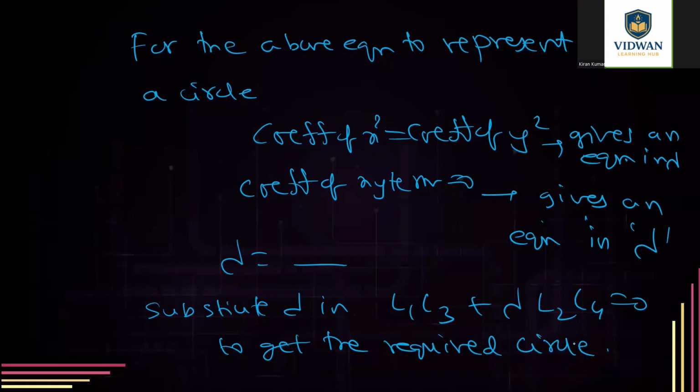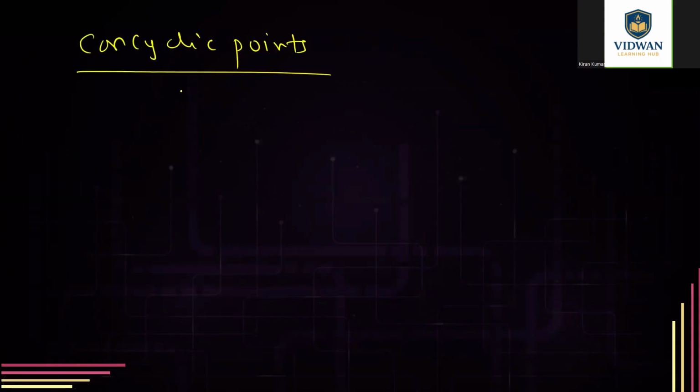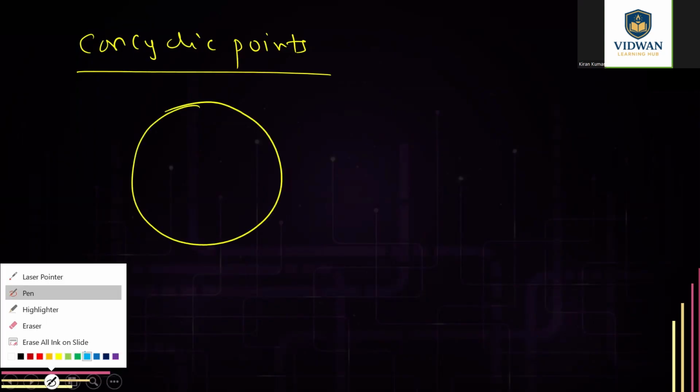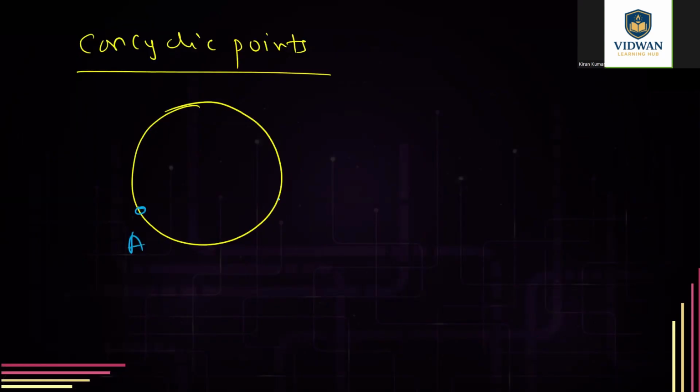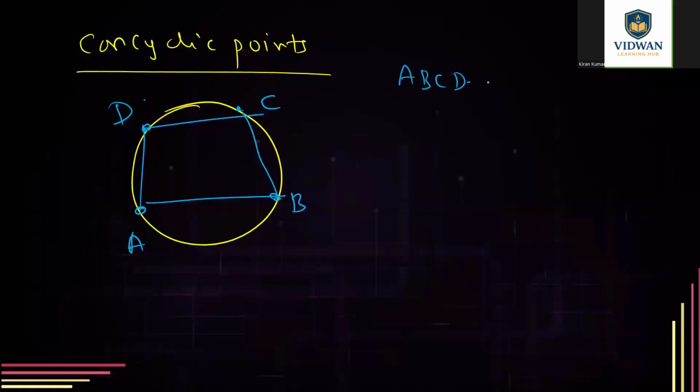So this method is similar to the previous one. Concyclic points means basically they form a cyclic quadrilateral. So if there is a circle like this and there are 4 points which are concyclic, it means the points lie on the circle. So this is a cyclic quadrilateral. So ABCD is a cyclic quadrilateral.